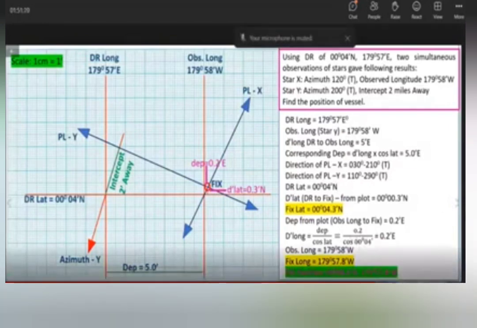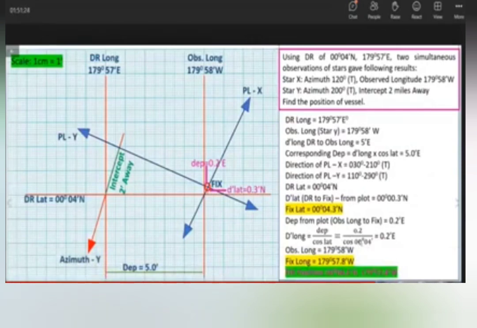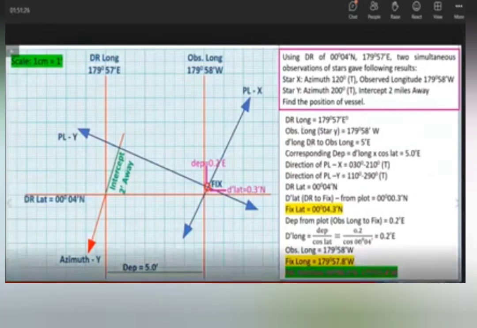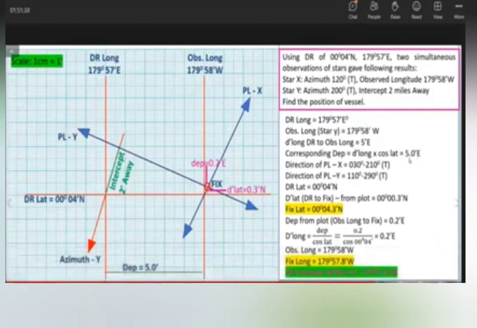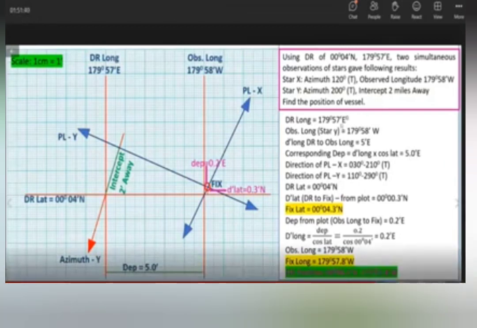You mean the d long to departure conversion? In the solution, fourth line from the top. 1, 2, 3, 4. D long into cos of m lat. Yes, sir. Here the D long value is 1 minute, right? 5 minutes. Five minutes. Look at the D long longitudes. One is easterly longitude, one is westerly longitude, beta. Understood, sir. Okay.